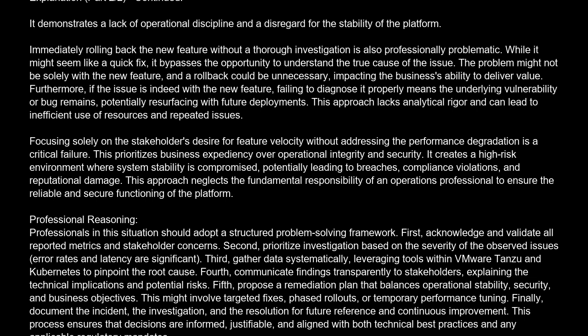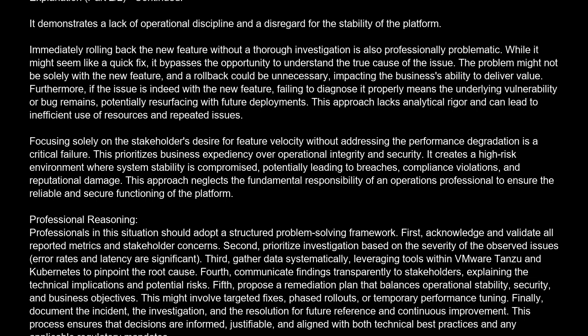Focusing solely on the stakeholders' desire for feature velocity without addressing the performance degradation is a critical failure. This prioritizes business expediency over operational integrity and security. It creates a high-risk environment where system stability is compromised, potentially leading to breaches, compliance violations, and reputational damage. This approach neglects the fundamental responsibility of an operations professional to ensure the reliable and secure functioning of the platform.